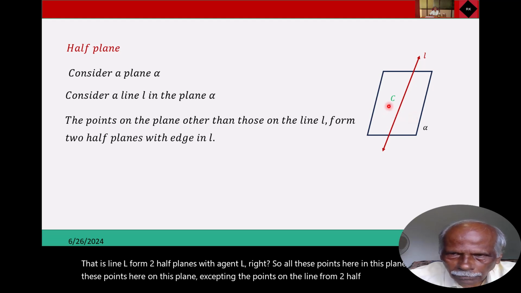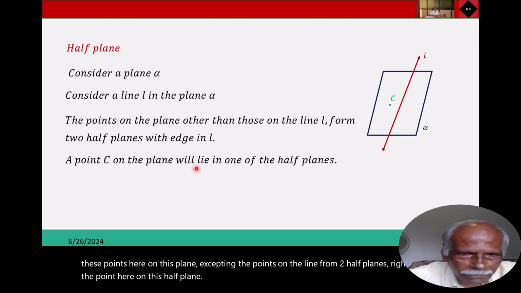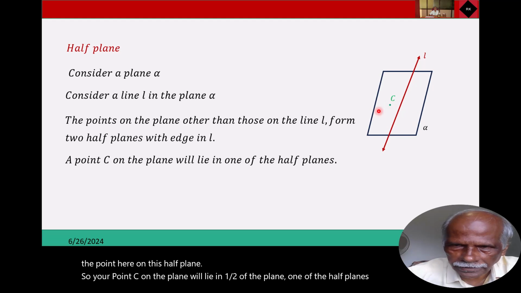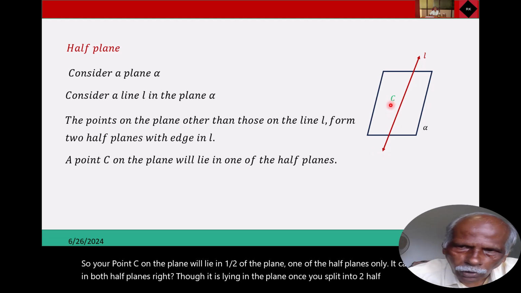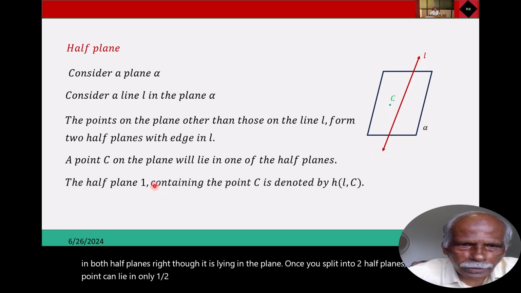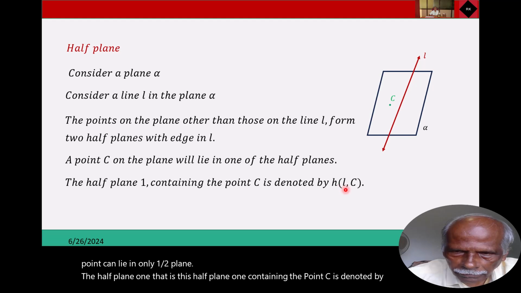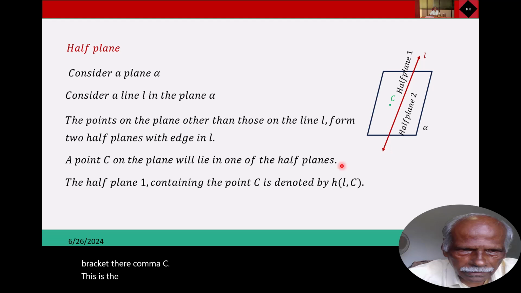Right? This is a point here on this half plane. So a point C on the plane will lie in one of the half planes only. It cannot lie in both half planes. Though it is lying in the plane, once you split into two half planes, the point can lie in only one half plane. The half plane 1, containing the point C, is denoted by H open bracket L comma C. This is the half plane, this is another half plane.